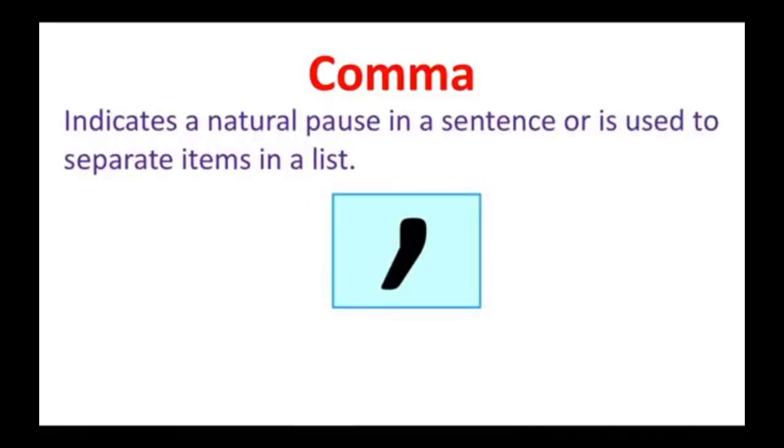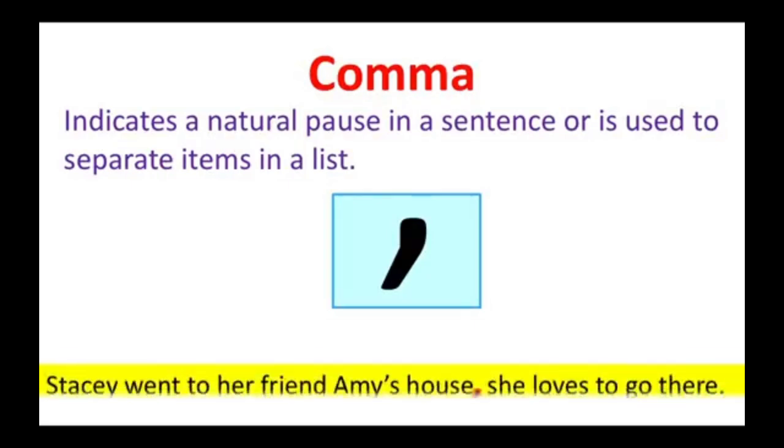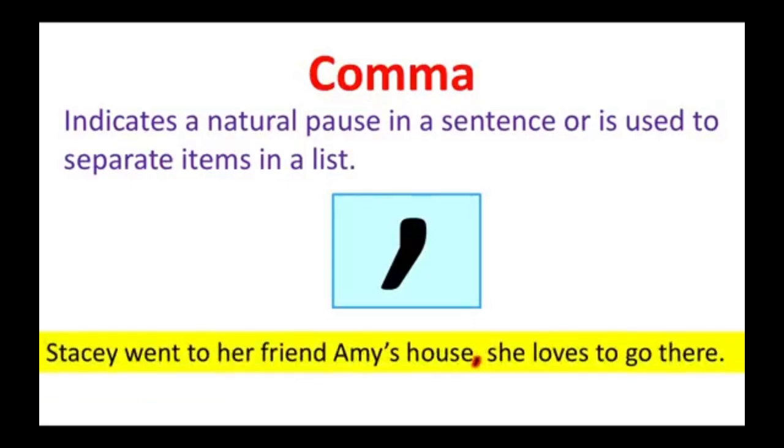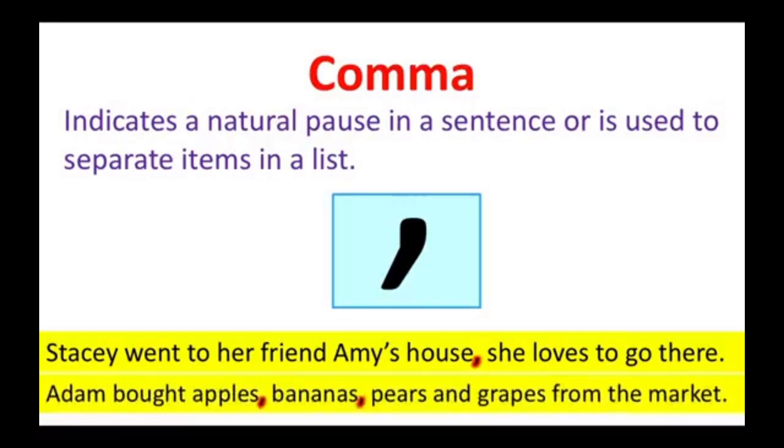A comma indicates a natural pause in a sentence or is used to separate items in a list. For example, Stacy went to her friend Amy's house. She loves to go there. This sentence shows us where a comma can be used to create a natural pause in a sentence. Adam bought apples, bananas, pears, and grapes from the market. This example shows us where a comma can be used to separate items in a list.